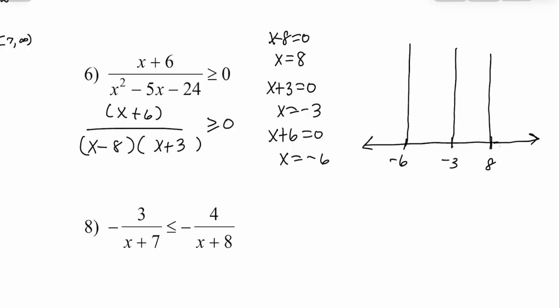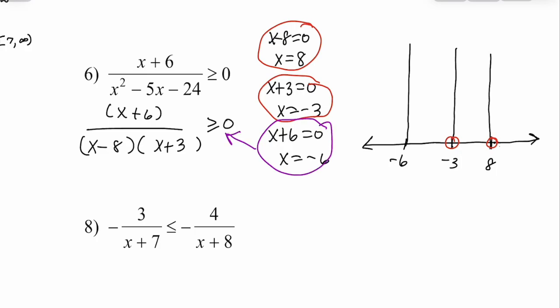Now let's talk about whether or not we have open or closed circles. The factors from the bottom, x minus 8 and x plus 3, are always going to be open no matter what. So 8 is open and negative 3 is open. But any factors from the top, we have to look at the symbol in the problem. So at negative 6, the symbol tells us that we're allowed to equal that. So we're going to put a closed-in dot there. Okay, so any factors from the bottom, don't worry, I'll always make it open. Any factor from the top comes from the symbol in the problem.